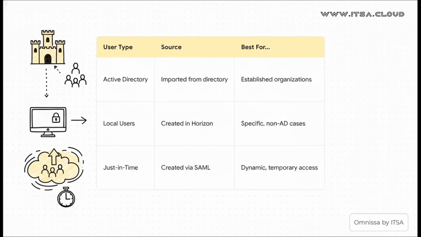First up, you've got your Active Directory users. These are pulled from your existing corporate directory, which is perfect for most established companies. Next, you have local users, which you create right inside Horizon itself for very specific situations. And then you have the most dynamic option, just-in-time users. These are created on the fly when a user logs in. They're perfect for temporary contractors because their access literally vanishes when their session ends, which from a security standpoint is a huge win.